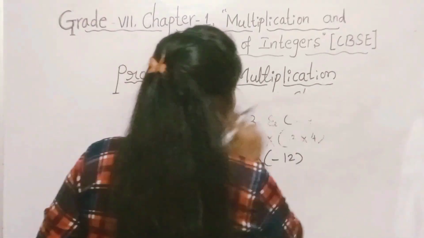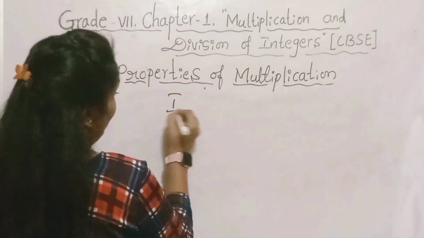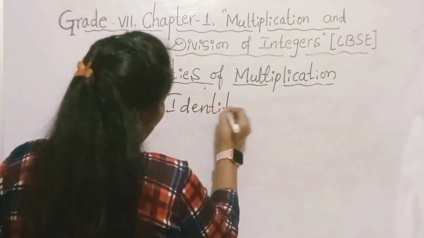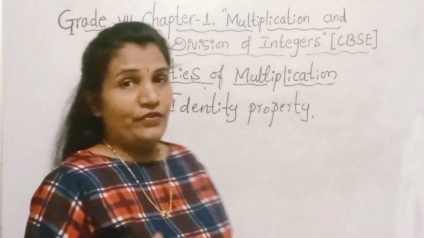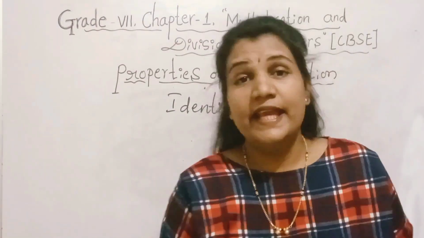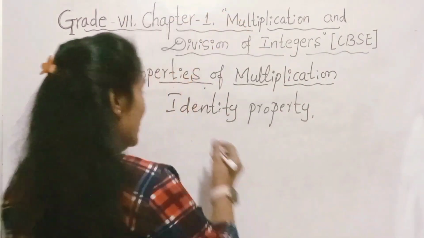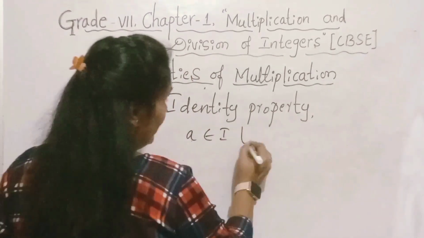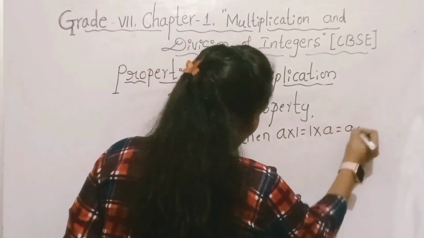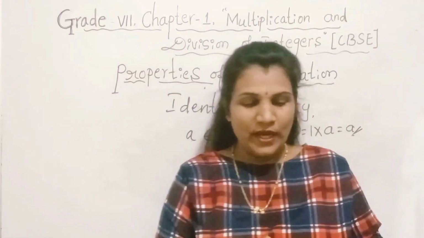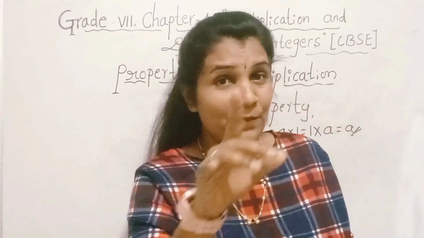Next property is the identity property. It says that if A is any integer, then A into 1 is equal to 1 into A is equal to always A. That is, if A is any integer, then A into 1 is equal to 1 into A is equal to A. Which means a number multiplied by 1, or 1 multiplied by any number, gives the number itself according to our whole number system.